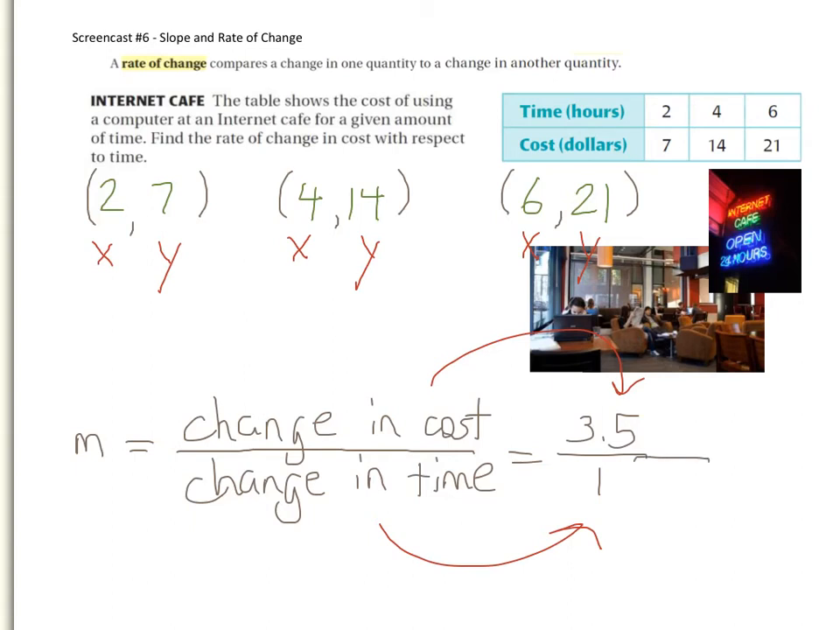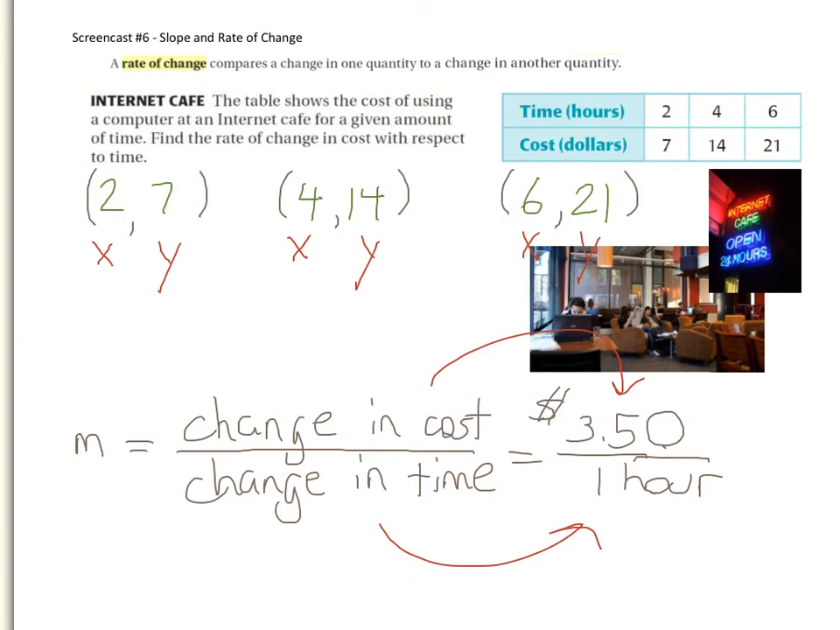The change in cost, which is 3.5, is cost, which means 3.5 is $3.50. And the change in time, well, what was the time measured in? According to this, time was in hours, so that 1 represents 1 hour. We've got it, folks. Our rate of change is $3.50 for every 1 hour. In other words, if you go to this internet cafe, for every 1 hour you spend there, you're spending $3.50, which is pretty cheap, actually.